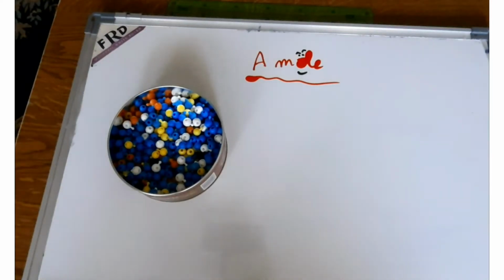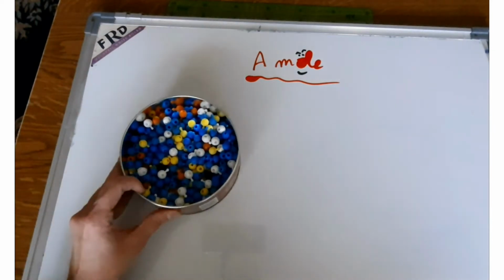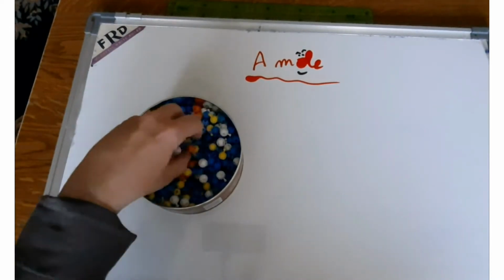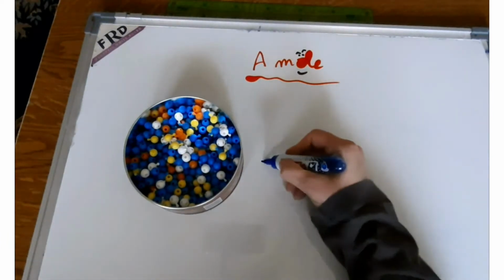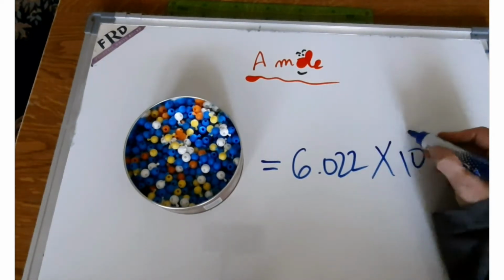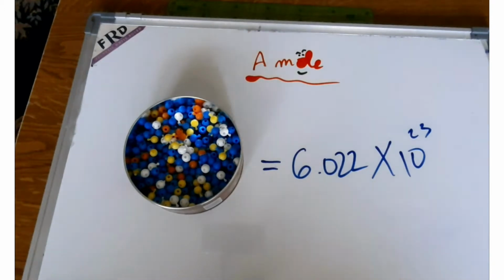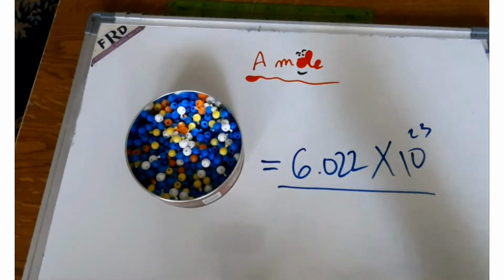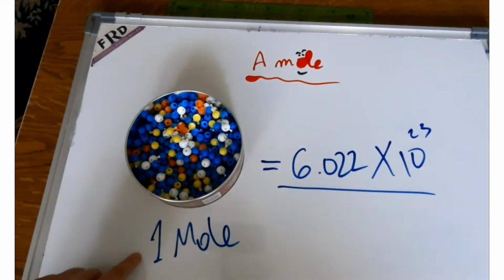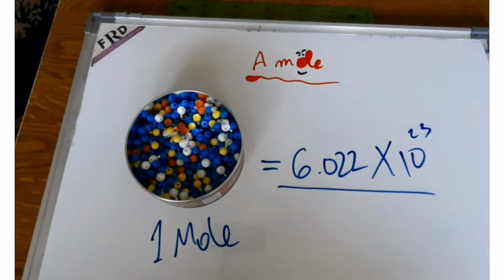What is a mole? A mole is a huge number. If you look at this container here, it has a lot of beads. If we count them, we get 6.022 times 10 to the 23rd. We call this number Avogadro's number, and we represent this container with one mole. So one mole equals Avogadro's number, which is 6.022 times 10 to the power 23.